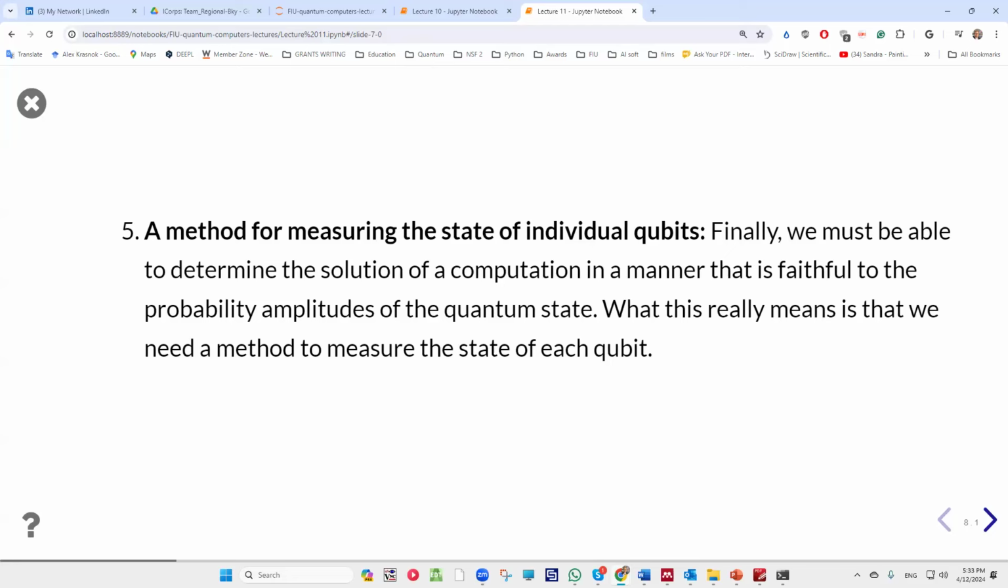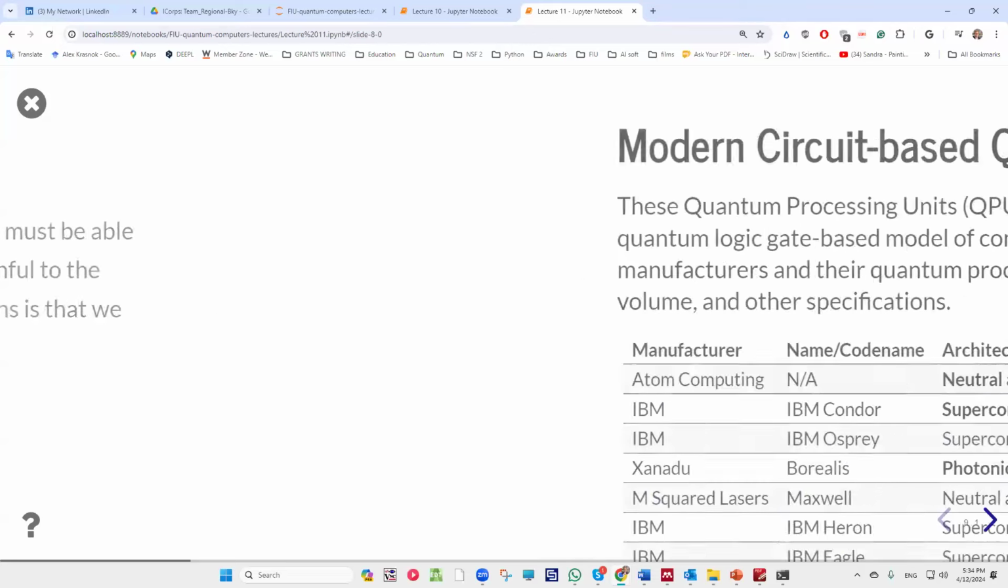The final criterion says that we not only need to initialize and proceed with the quantum gates, the qubit is supposed to be easily read out, right? So this measurement, we need to be able to measure the result from each particular qubit. So yeah, these are 5 criteria for any arbitrary quantum computer.